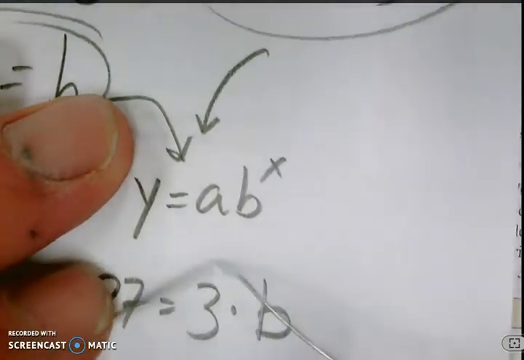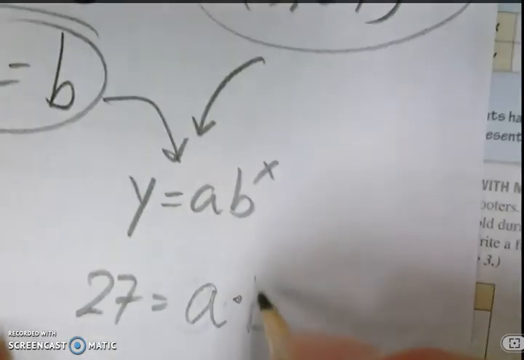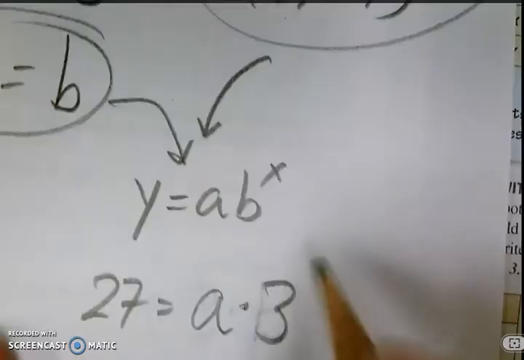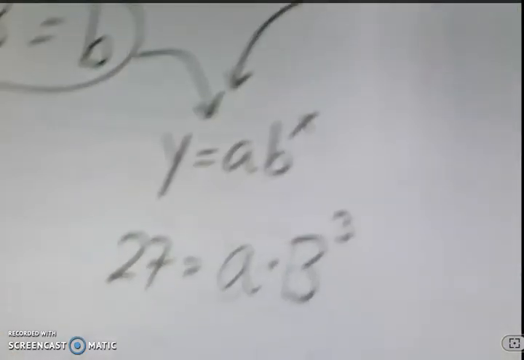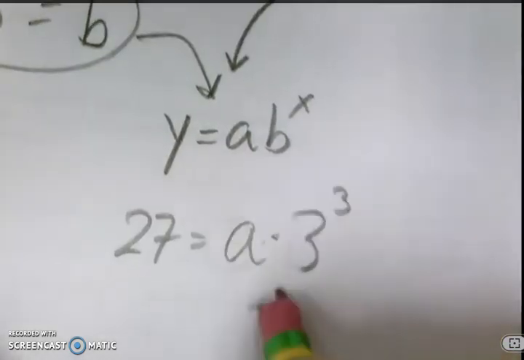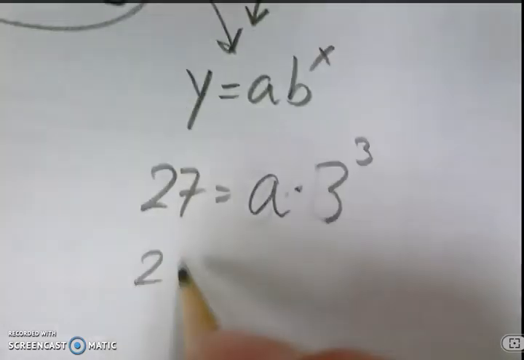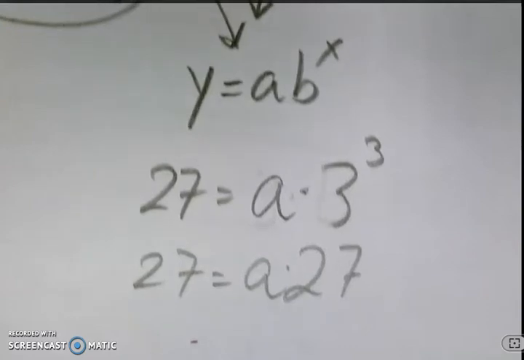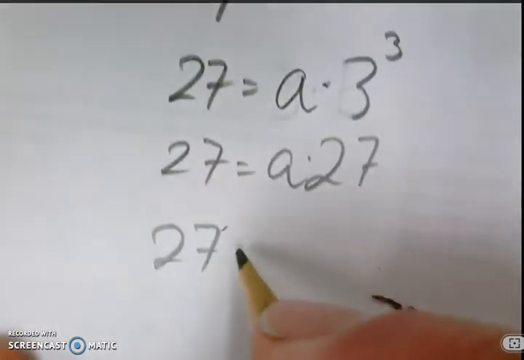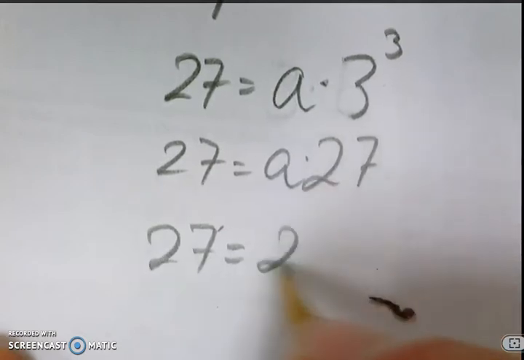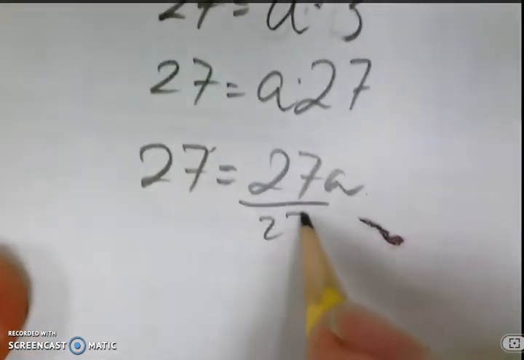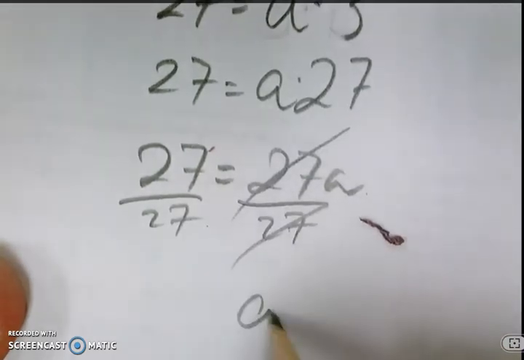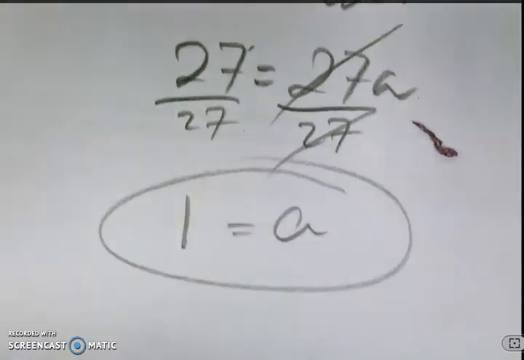Now what we'll have is 27 equals a, which is what we don't know, b is 3, and x is 3 as well. Well, that's convenient. The reason I say that's convenient is 3 to the third is 27. So you can rewrite this as 27 equals 27a. If we divide both sides by 27, those cancel, and over here 27 divided by 27 is just 1. So now we solve for a: a is 1.